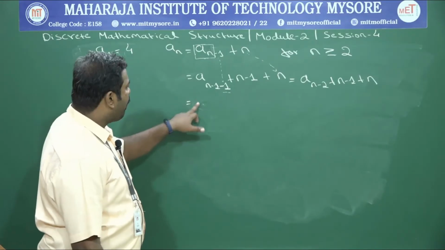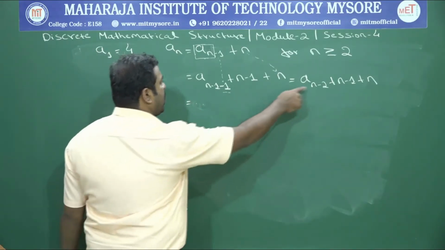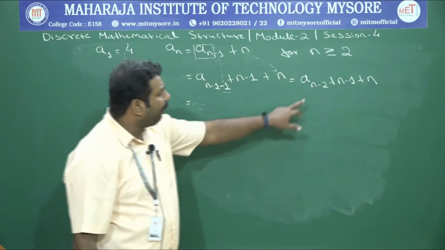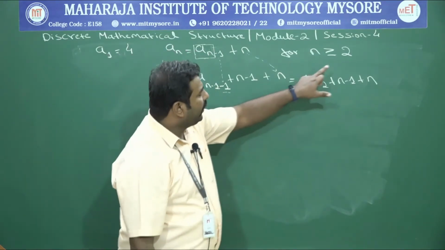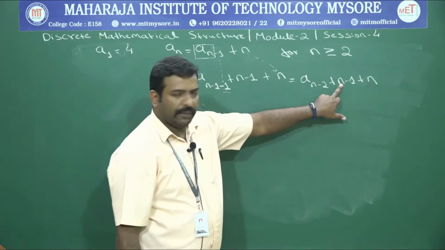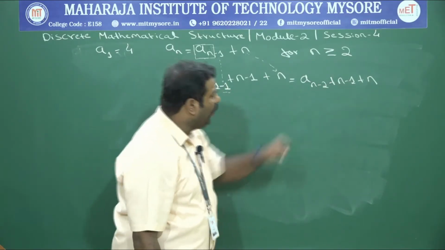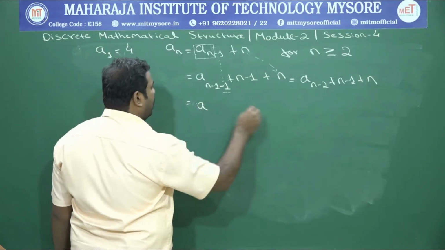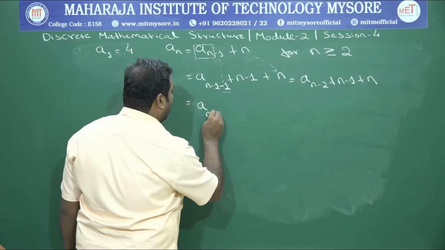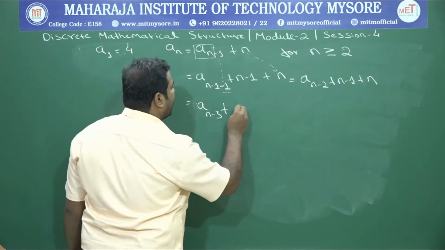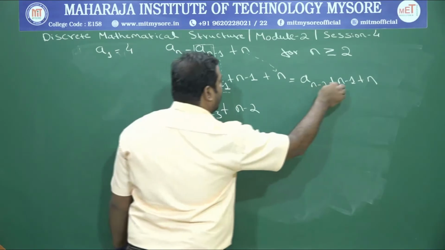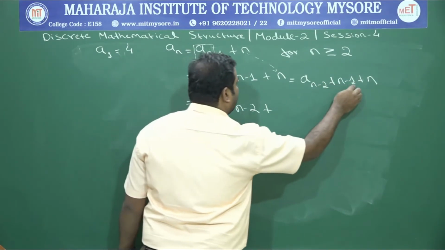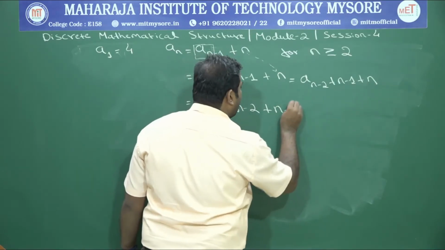Fine. So now if I go for the next stage, this n should again be replaced with n minus 1. Again replace this with n minus 1. And if I replace this n minus 1 again, I am going to end with n minus 1 minus 2, which will give me n minus 3, plus n minus 2, because n minus 1 becomes n minus 2 for me, and this n minus 1 and n will remain as they are.